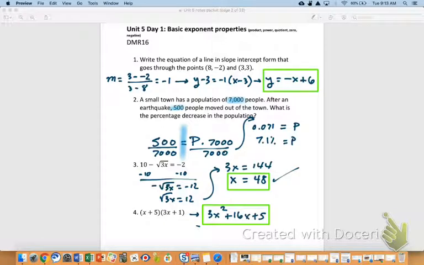Here's another way that sometimes people will think about these. Part equals percent times the whole thing. So the little part equals the percentage times the whole thing. And that works here too.